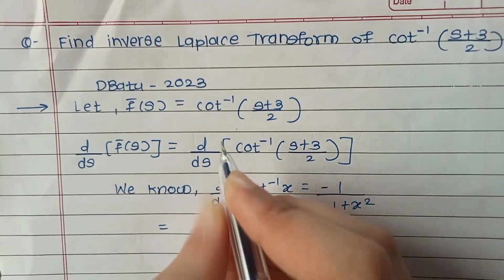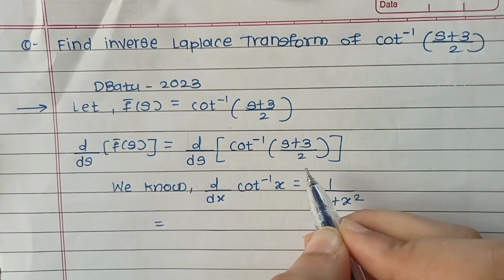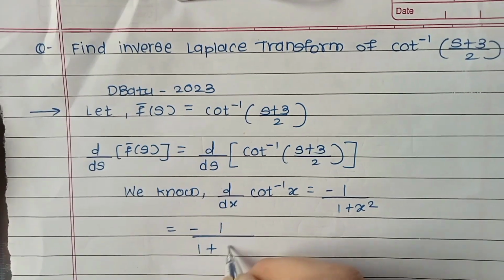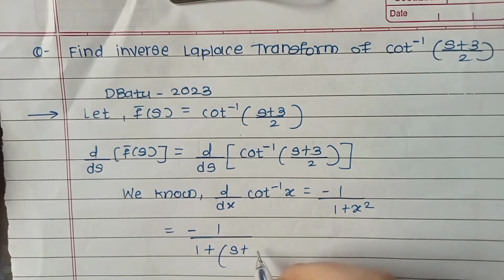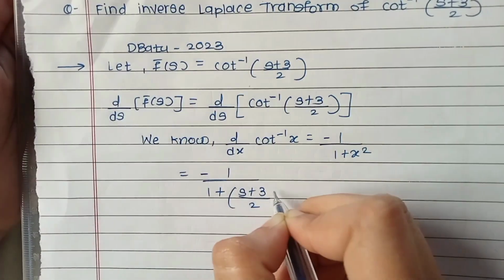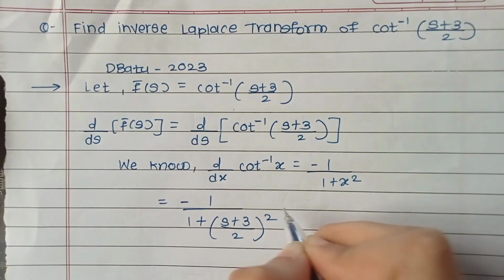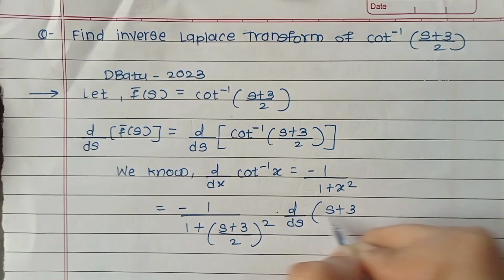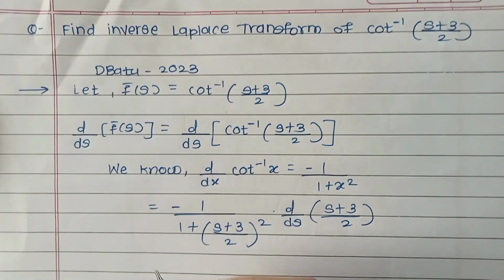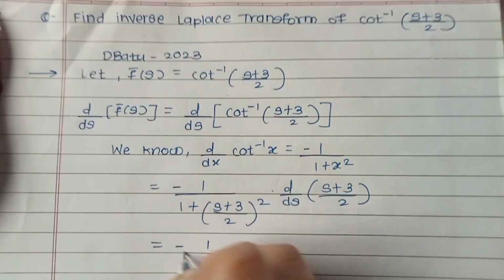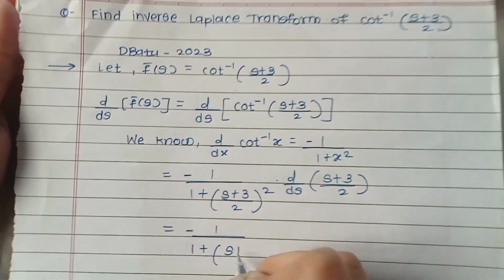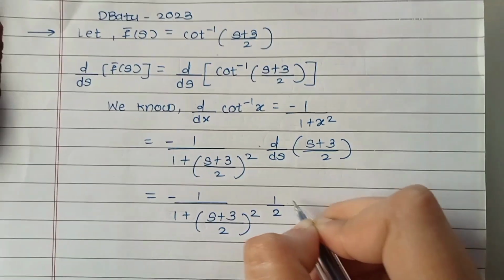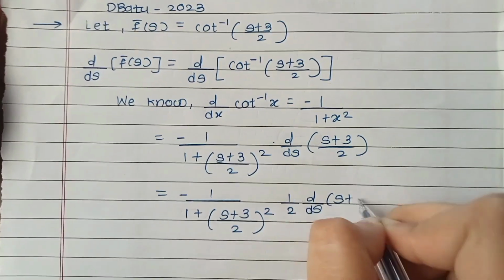So we will get that the derivative of cot inverse of (s plus 3) by 2 is minus of 1 upon 1 plus the value of x over here, (s plus 3 by 2) bracket square, and again finding the derivative of this term, that is (s plus 3) by 2. We'll take this 1 by 2 outside and the derivative of s plus 3.